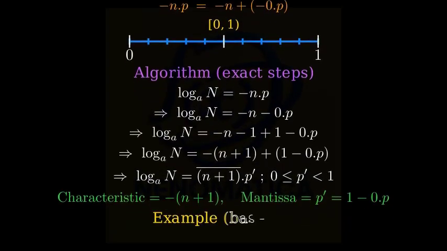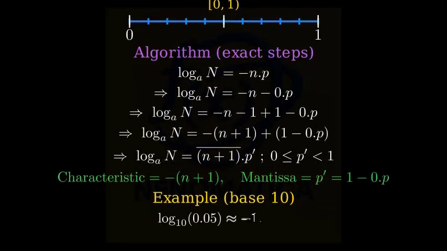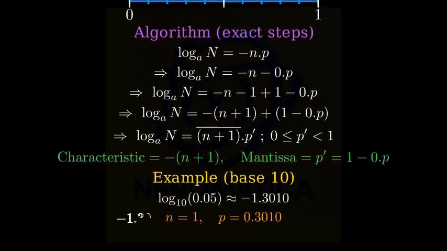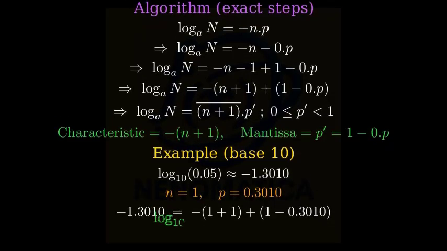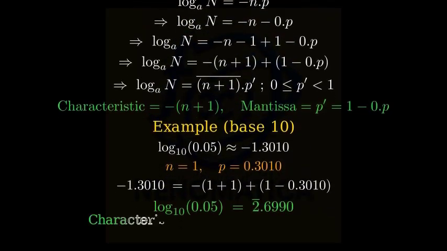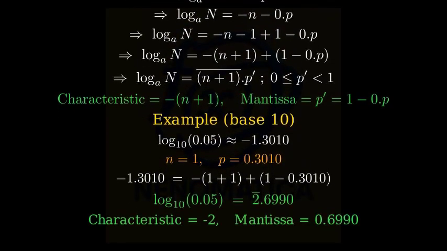Let's cement the idea with a concrete example using base 10. The common log of 0.05 is about minus 1.3010. Here n equals 1 and p equals 0.3010. Applying the algorithm, the characteristic becomes minus 1 plus 1, which is minus 2. The mantissa becomes 1 minus 0.3010, which equals 0.6990.